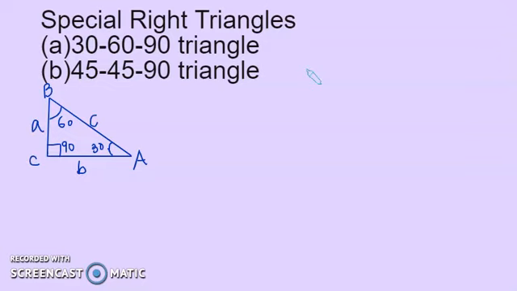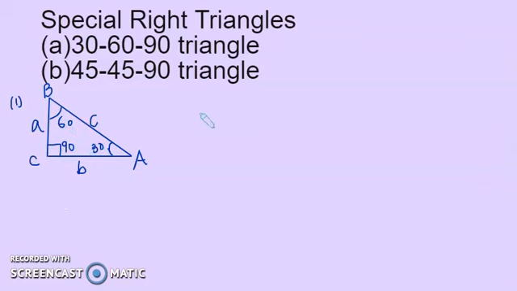In this video, we are going to discuss special right triangles, which are the 30, 60, 90 triangle and the 45, 45, 90 triangle. As you can see in diagram 1, we have a triangle ABC whose angles are 30, 60 and 90.